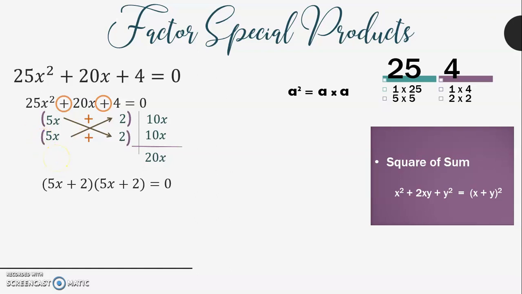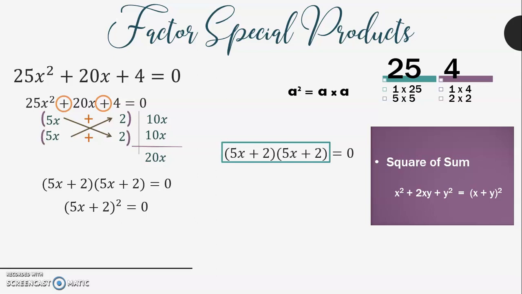I have 5x plus 2 times 5x plus 2 equals 0. As I told you in the other exercise, this is just the same as having it like this. Now, if I have an equal sign, I need to equal each parenthesis to 0. So I'm going to take it just one time because they're both the same value. And my answer will be 5x plus 2 equals 0.